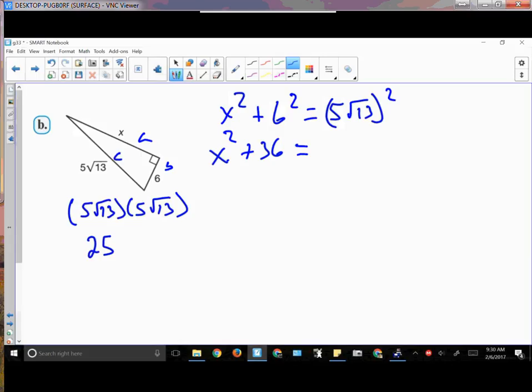13. So it turns out to be 25 times 13. So if it's 25 times 13, that means it's got to be 325, right? No, don't worry. It's not as amazing as you think it is, because I did this last night. What's 10 times 25? 250. 3 times 25 is 75. What's 250 plus 75? 325.